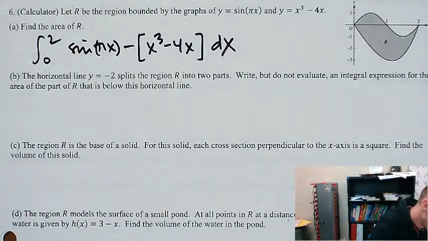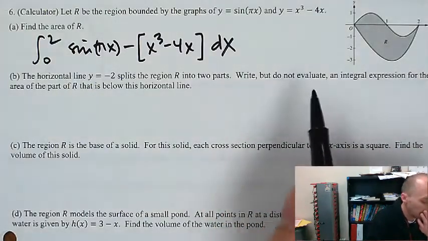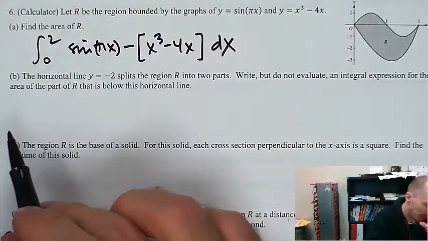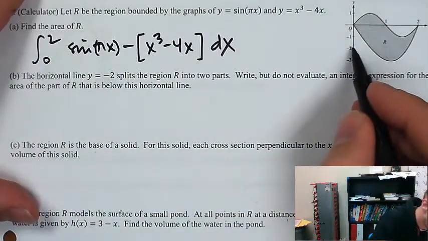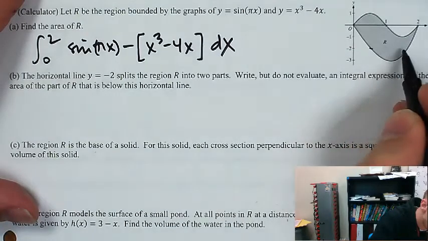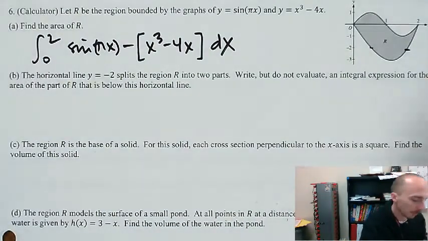The horizontal line y equals negative 2 splits the region R into two parts. Oh. So write but do not evaluate an integral expression for the area of the part of R that is below this horizontal line. So that's like if I just cut through right here and there. So I need to find those x coordinates, because that's going to be my region of integration.